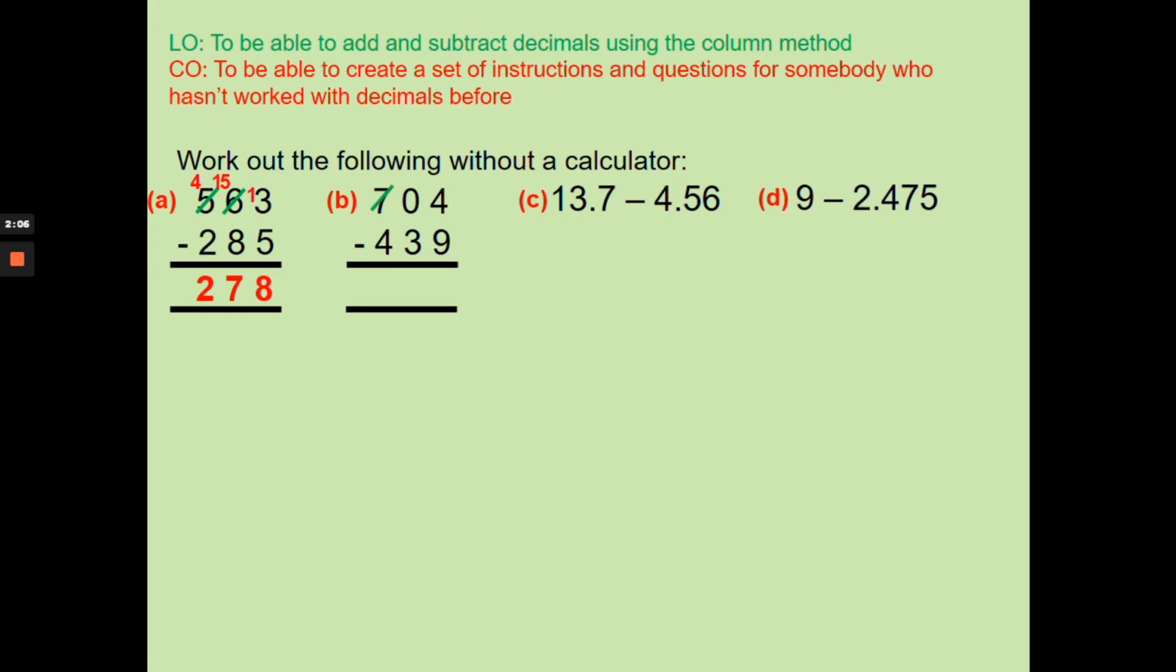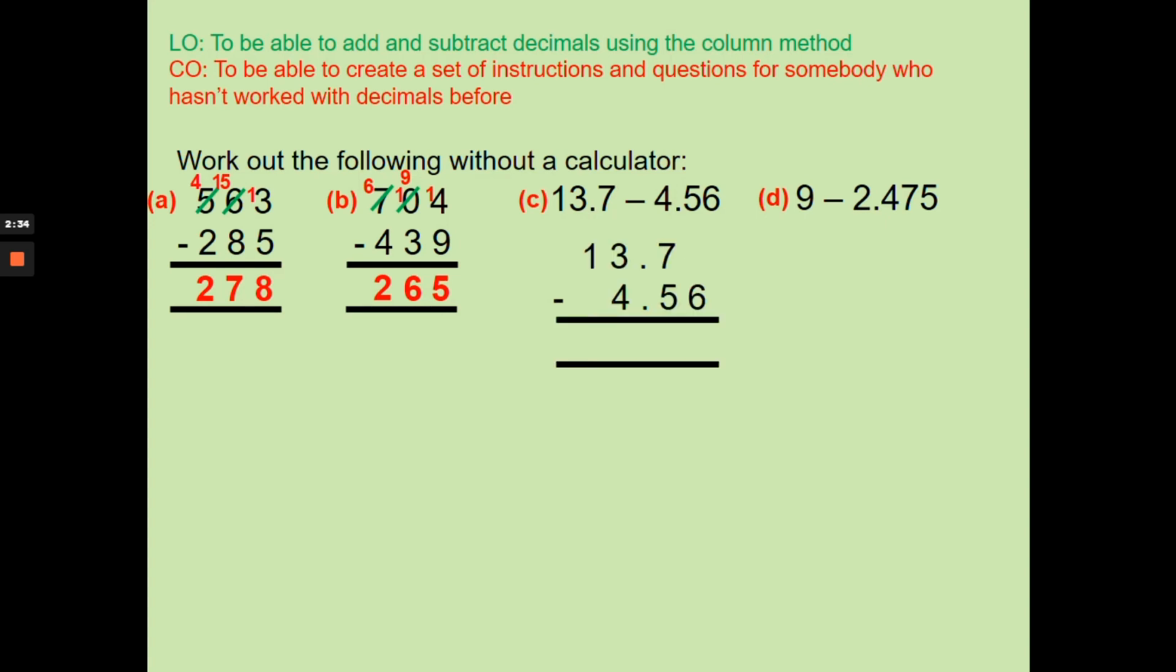So 9 take away 4 you can't do. There isn't anything to borrow from the one before. So we need to borrow from the end column. So that 7 becomes a 6. That then becomes a 10 in the middle. We borrow from the 10 and that becomes a 14. So 14 take away 9 equals 5. The middle column we've got 9 take away 3 which equals 6. And in the final column we've got 6 take away 4 which equals 2.